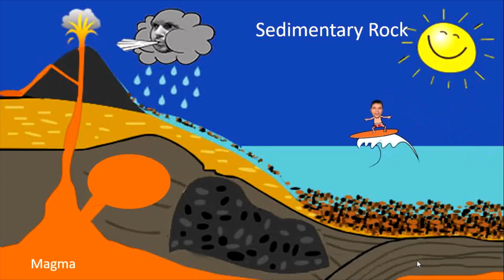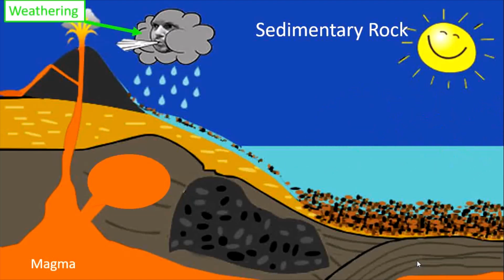So from there, we're going to move on to sedimentary rock. Again, back to our diagram. Sedimentary rock forms from weathering and erosion. Remember we said you have weathering that breaks those rocks down.